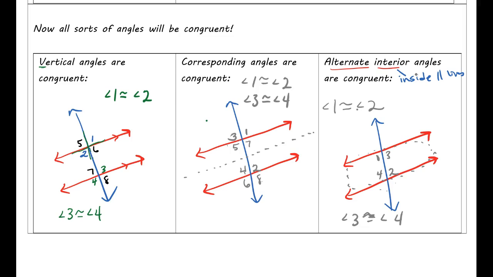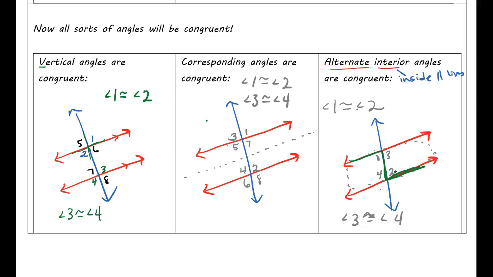A memory trick for this one, if you don't like the whole think about the English, I used to tell my students to look for the Z in the picture. It's kind of a distorted Z, but there we go. If you look for the Z, then it's the inside of the Z, and those things equal each other.